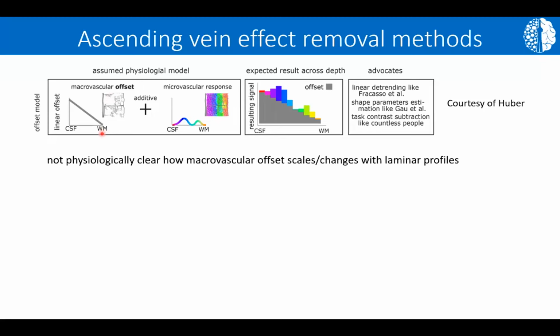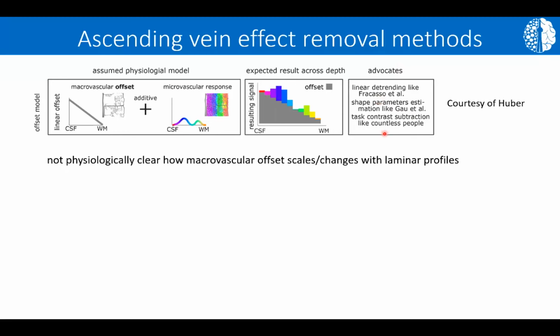Now white matter is on the right, CSF is on the left, so don't get confused. And you have an offset, which means a linear offset. The signal, this macrovascular offset, increases from bottom to top. And the true neural response, and hence the microvasculature response, has two peaks, like in the motor cortex. So if you add them up, you get this kind of profile, which means there are approaches which say we should just do detrending.